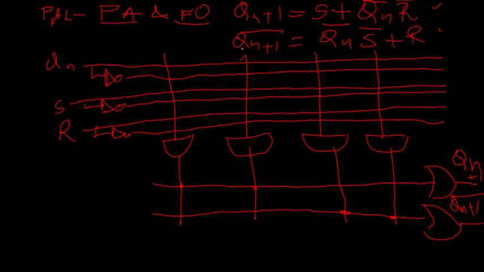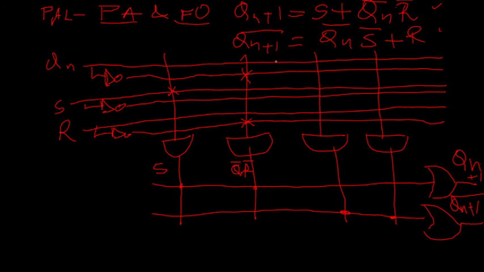So for programming AND, what is the first AND gate? It is only S. So this will be S. And for the second one it is Qn bar dot R bar. So Qn bar means this line, dot R bar means this. So the output of this will give you Qn bar R bar, and these two are fixed here for this OR gate. So Qn plus 1 will give you ultimately S plus Qn bar R bar.